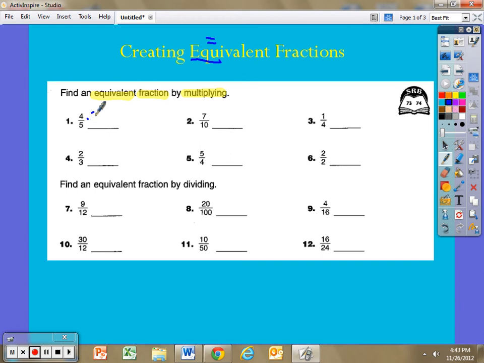Whatever I do to the numerator, I must do to the denominator. So all I do is 4 times 2 is 8, and 5 times 2 is 10. So 4/5 is equal to 8/10. These two fractions are the same. This is just in simplest terms, and this is not in simplest terms. If I divided both by 2, I'd get 4/5 again.